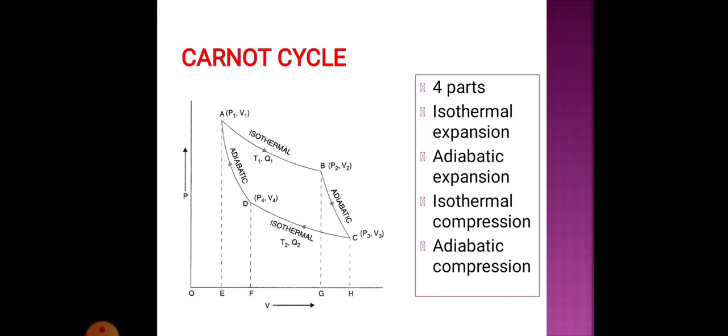Since the engine is operating in a cycle of process, each segment of which is a reversible process, the Carnot engine is known as a reversible engine. As we know, the reversible process cannot be achieved practically. Therefore, this engine cannot be constructed practically.